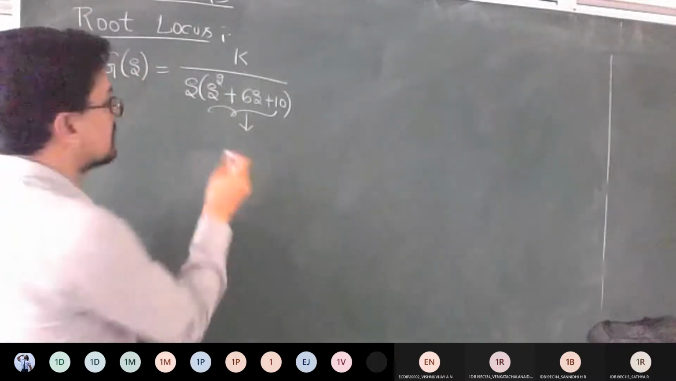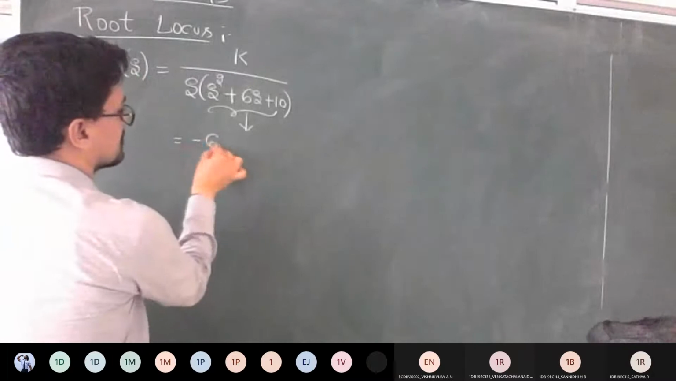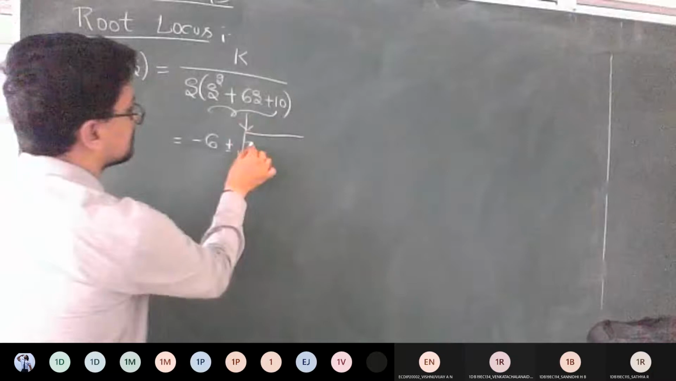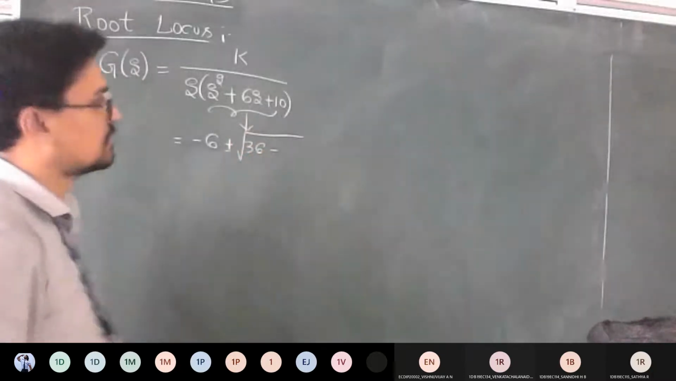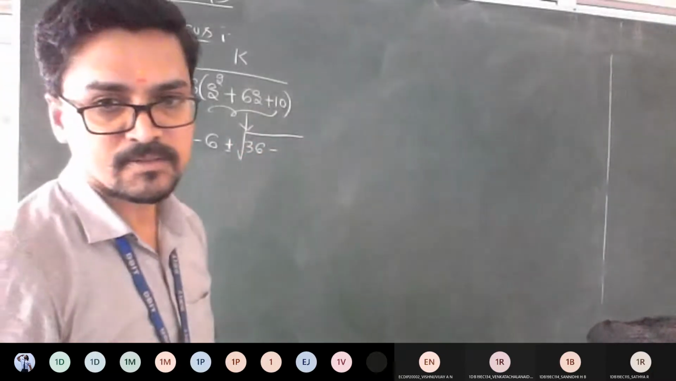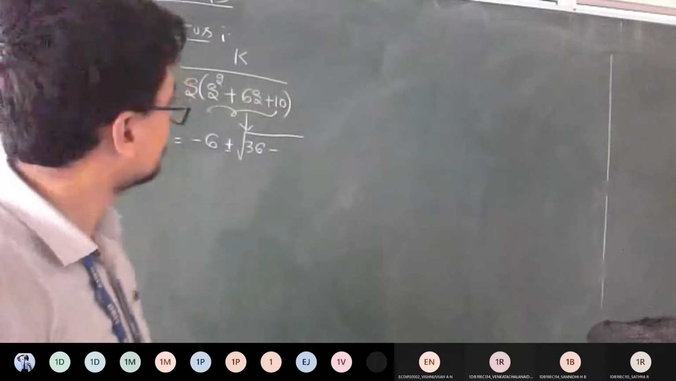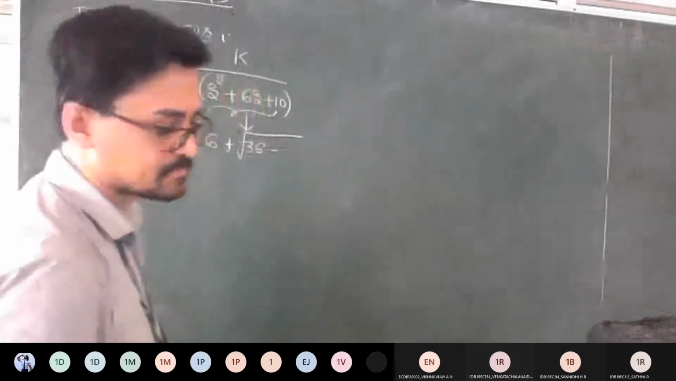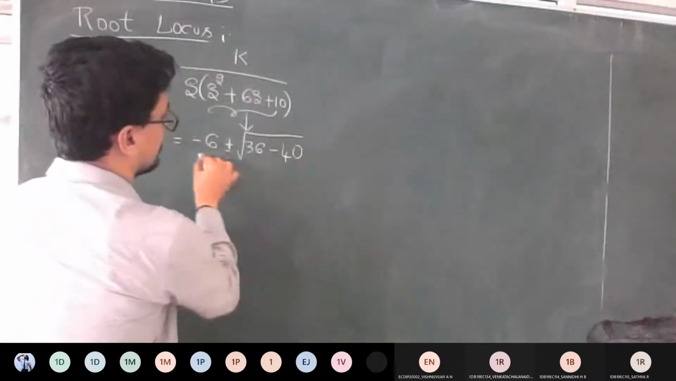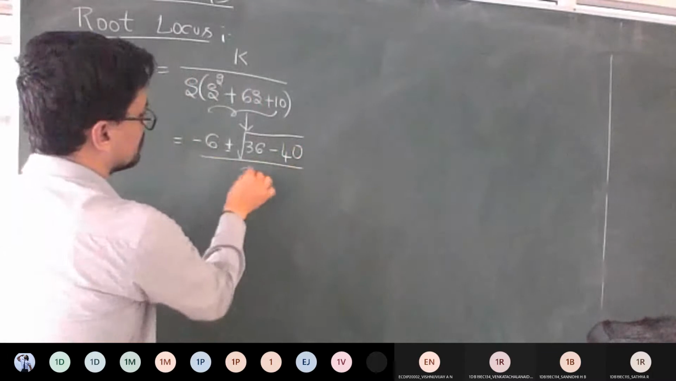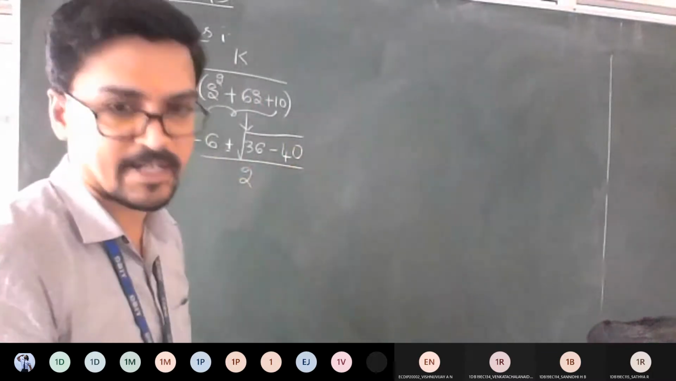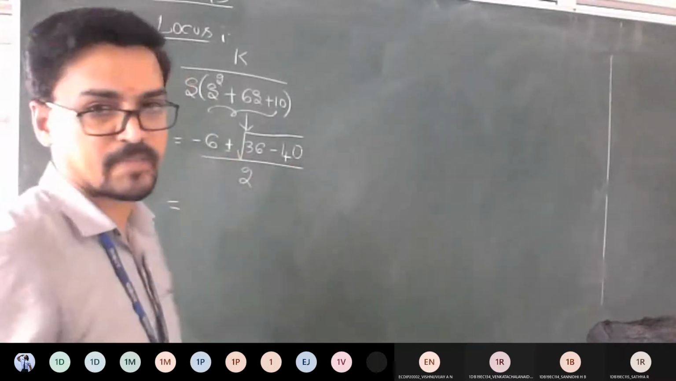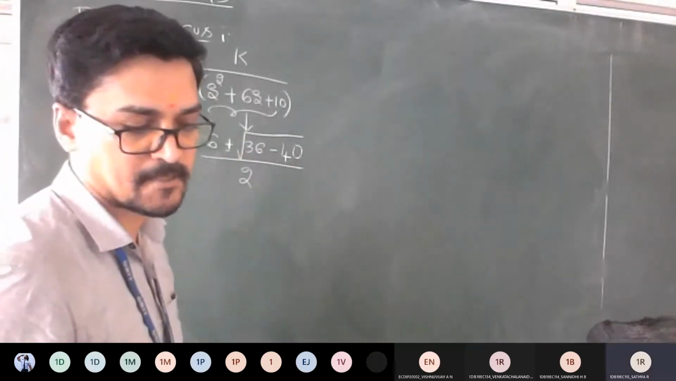Apply your logic. Formula says minus b. So b is here minus 6 plus or minus root of b square, which becomes 36, minus 4ac. So 4 is there, a is 1, c is 10, so it is going to become 40, divided by 2a. 2a is nothing but 2 only. Correct? From this, what are the two answers you are going to get? This is minus 6 plus or minus root of minus 4, divided by 2. What is the answer?